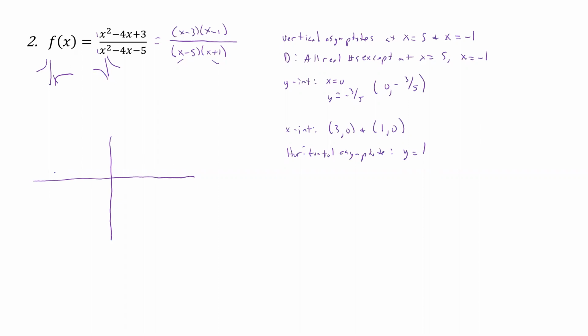So what do we have? We have the horizontal at y equals 1. We've got vertical at 5, so somewhere way out here. And at -1, something like that. Where do we have our intercepts? Well, we have one at (0, -3/5), so somewhere roughly there. And then we've got the x's at (3, 0) and (1, 0). So (1, 0) is going to be probably there. And the (3, 0) is going to be closer out this direction.